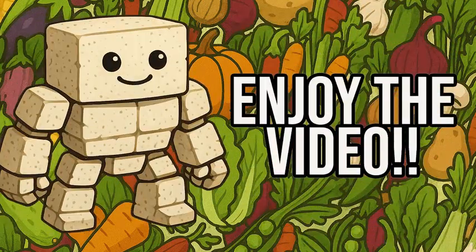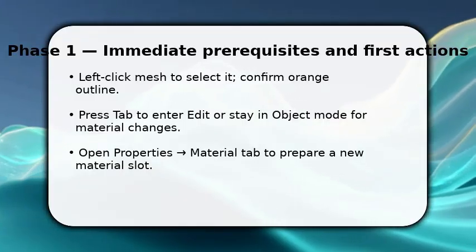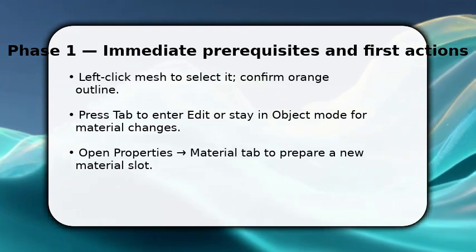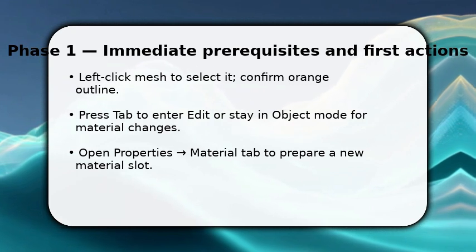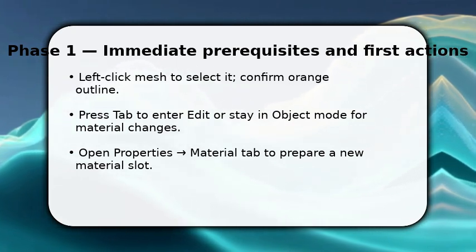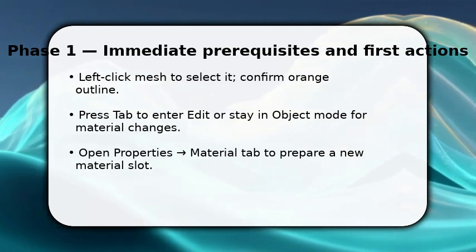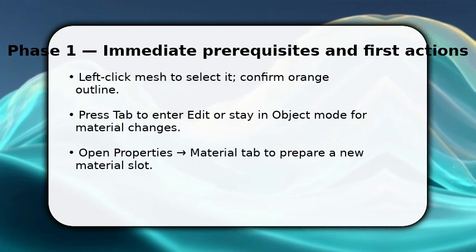Please enjoy the video. You start by selecting the mesh. Left-click until the orange outline confirms selection. Once done, decide. Stay in object mode for whole object color or press Tab to enter edit mode for per face colors. Open the Properties panel and switch to the Material tab.